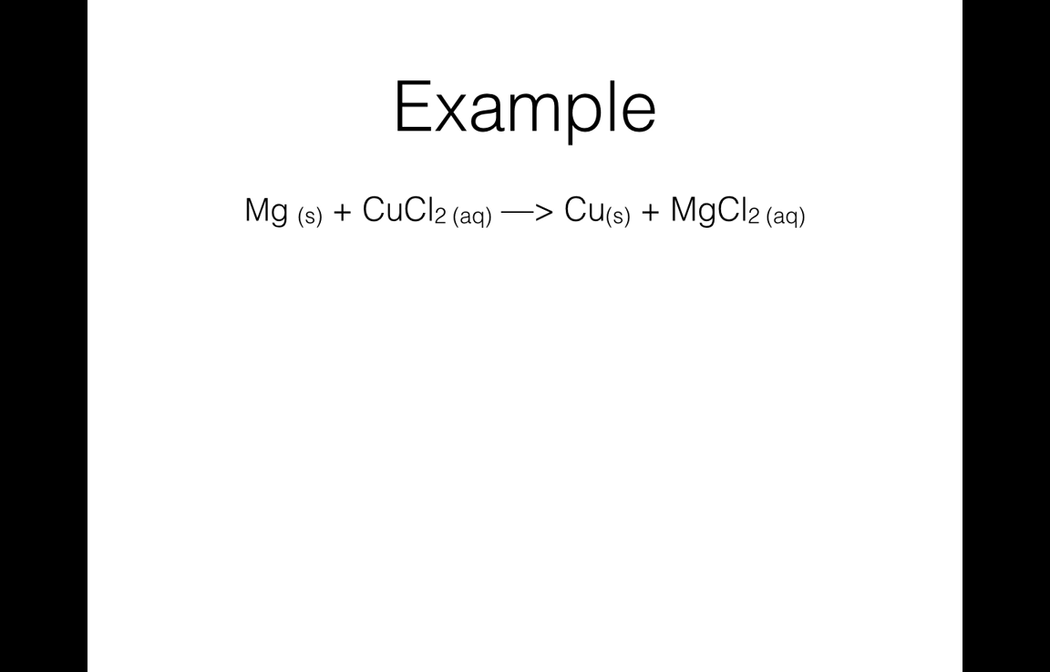So we can look at a very simple example of a redox reaction. It's the single displacement of magnesium metal and copper 2 chloride, producing copper metal and magnesium 2 chloride. Now, written as it is, this is what we call the reaction equation, where we're looking at all of the compounds and elements that are involved.